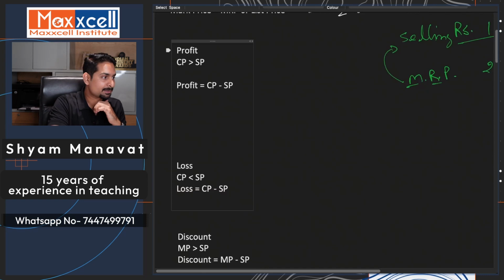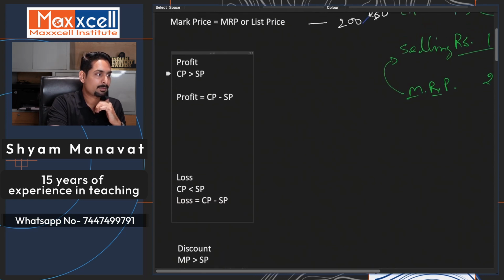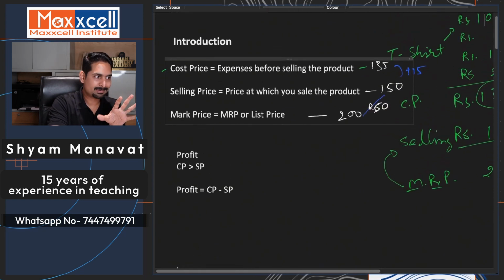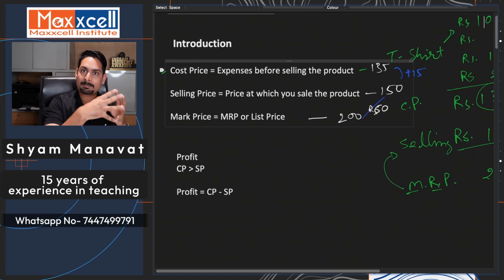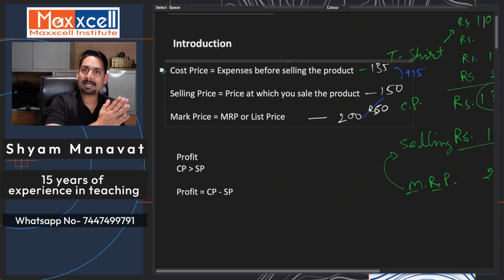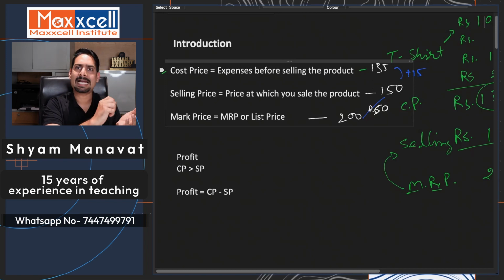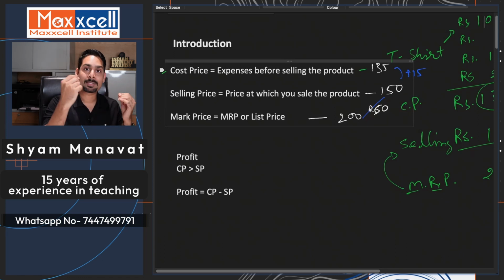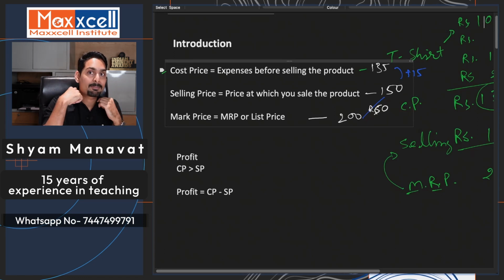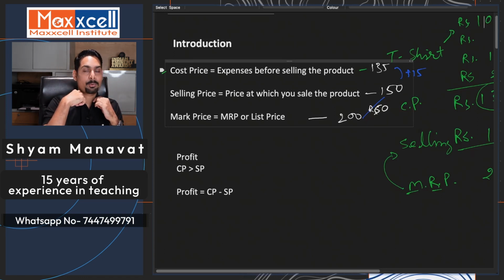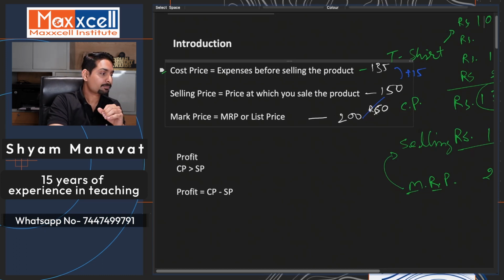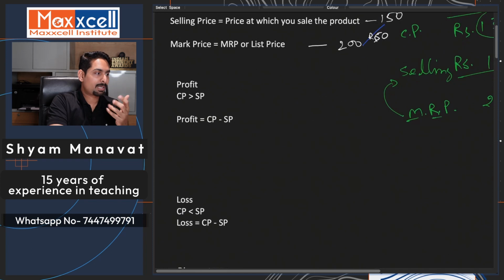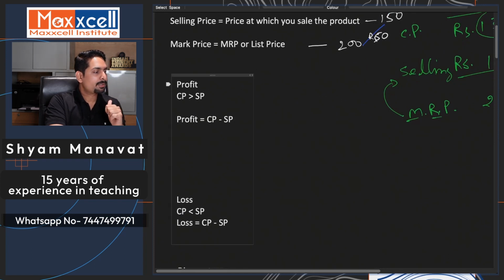So what did we discuss? The term cost price is clear: expenses before you sell the product, how much it is costing you. Selling price is the price at which you sell the product. Mark price, MRP, list price, tag price are all the same thing. You have to give some price to the product before you go to the customer. That is called MRP, or mark price.